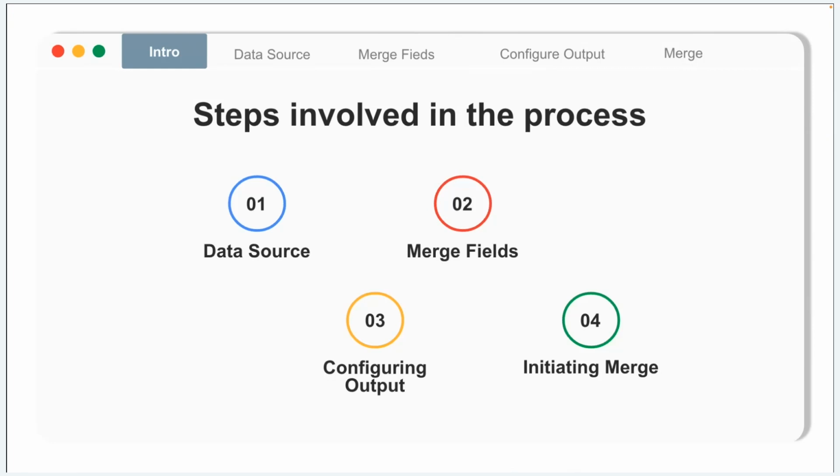Next, you have configuring the output. Once you have inserted the merge fields, you can configure the output settings like the format of the output, the name, or even the folder location, or the email address that you're sending it to, and so on. And then initiating and previewing the merge. The final step is to just preview the document. In the upcoming slides, we'll be explaining all these steps in detail, but now just giving a quick agenda on what we're doing.